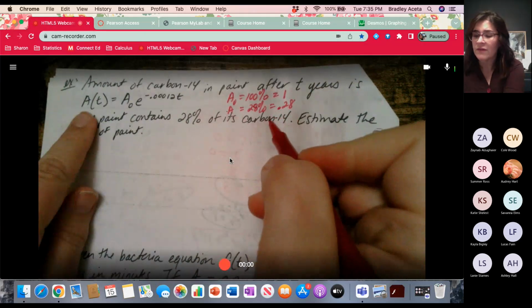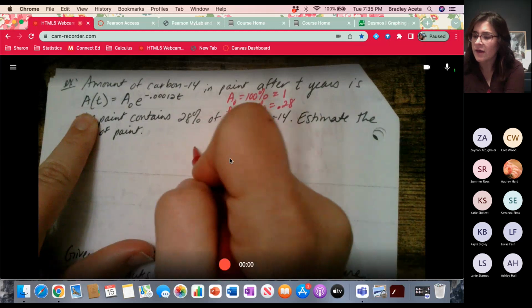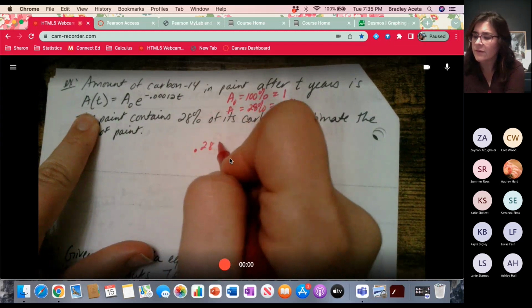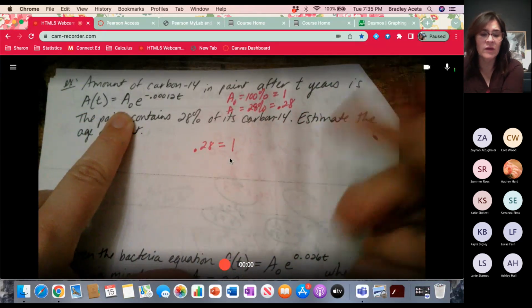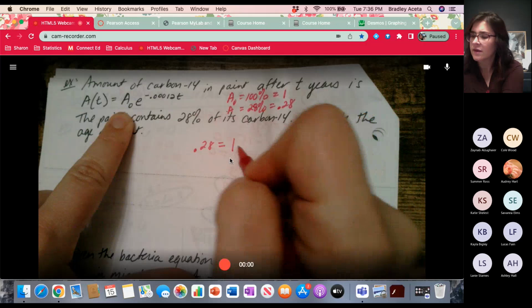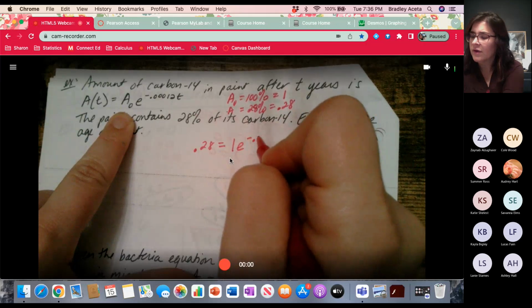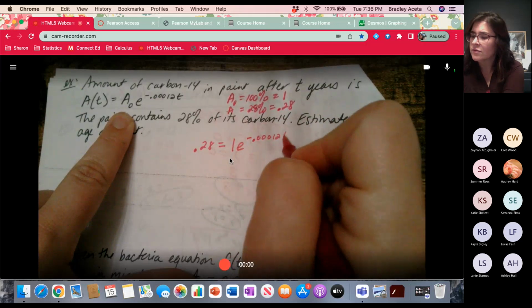So that's what we have left. That's our A of T. So we have 0.28 equals 1, which was what we originally had, 1 of it, 100% of it, times e to the negative 0.00012 T.